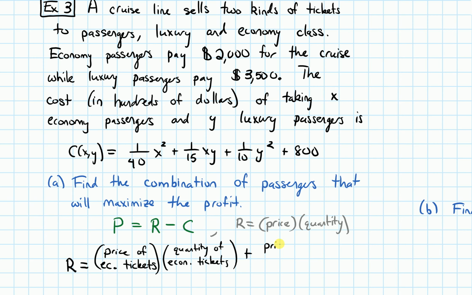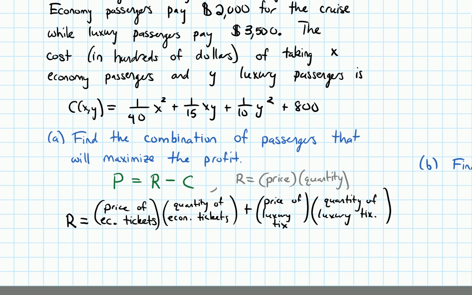So the price of luxury tickets times the quantity of luxury tickets. And now let's plug in the values that we have for these.